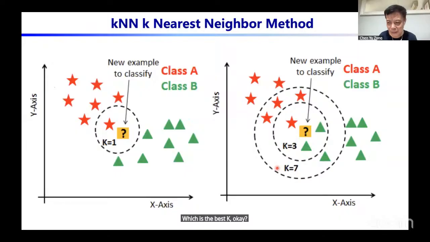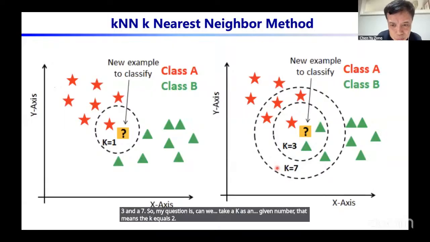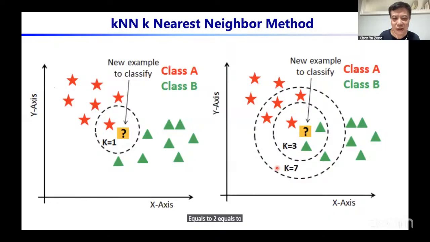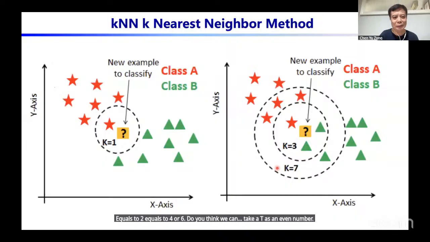Okay, now let me pause here for you to think about this question. I mentioned that we have this k nearest neighbor method with k being an integer number. I talked about k equals 1, 3, and 7. So my question is, can we take k as an even number? That means k equals 2, 4, or 6. Do you think we can take k as an even number? Do you have an answer?